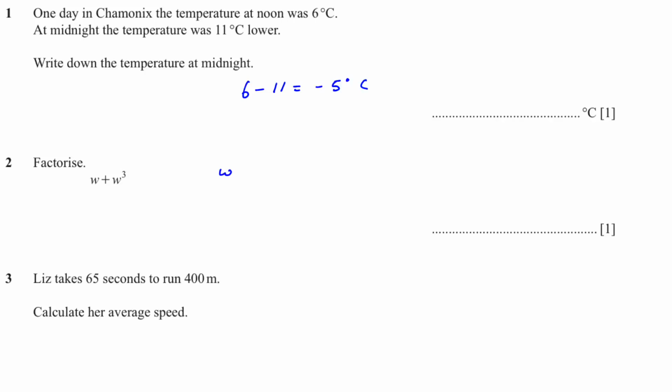Factorize. There is 1 W here, and there are 3 W's here. If you remove the 1 W which is common here and here, you will have 1 W squared.